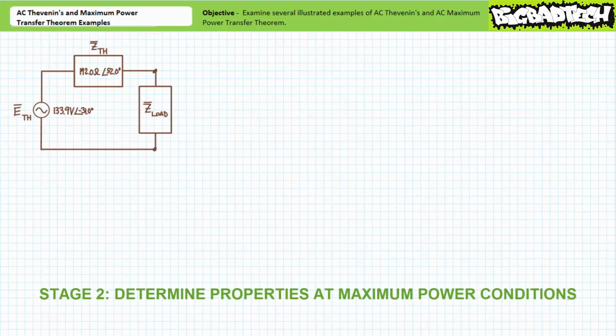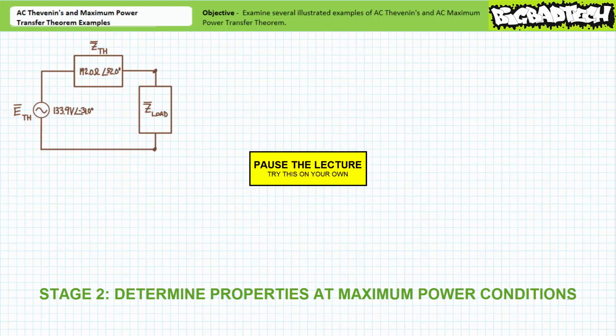Stage 2 of this illustrated example problem now dictates we determine the load impedance which receives maximum real power. Additionally, see if you can solve for voltage across the load, current through the load, and apparent, real, and reactive power for the load at conditions of maximum power. By all means, pause the lecture and try stage 2 on your own. If you're tracking, you should have obtained the following results.